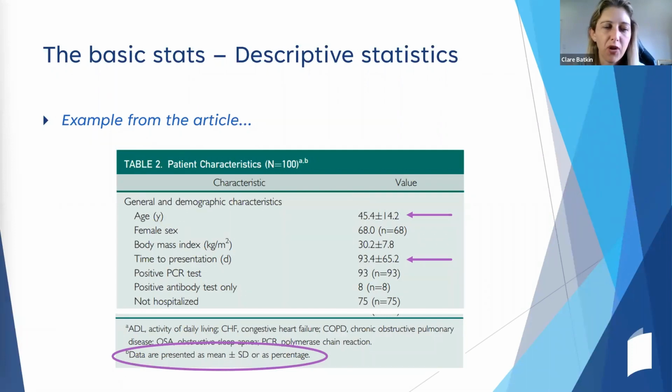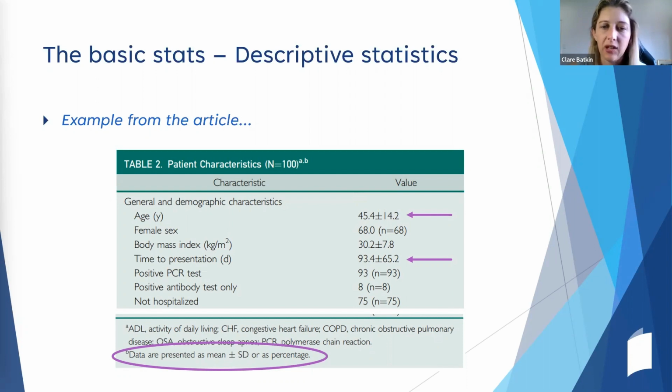If you're trying to work out whether that is months or years, because sometimes in pediatrics they might report things in months rather than years, you can see that after where they've written age, they've got Y, so that means years. So 45.4 years is the average age of the people in the study. Then there's a plus or minus 14.2 after that, which means that the standard deviation for this group was 14.2 years.